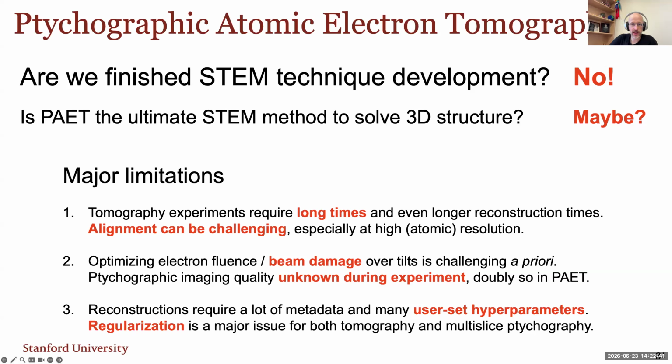And then finally, when you do the reconstructions I showed you previously, there are so many user-set hyperparameters. In both tomography and ptychography, you have to set everything from gradient update steps to regularization parameters, alignment parameters, how quickly you converge, how quickly you shift. There are just so many values here that you have to set as the user. So what I want to spend the rest of the talk discussing is how we're trying to get over these limitations for tomography and ptychography using machine learning.